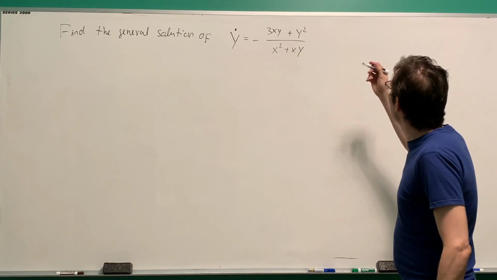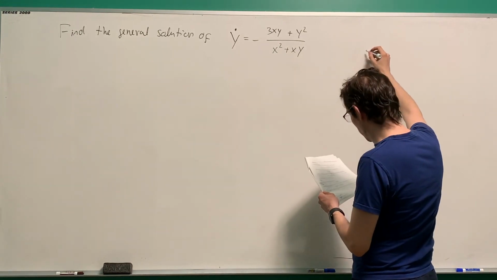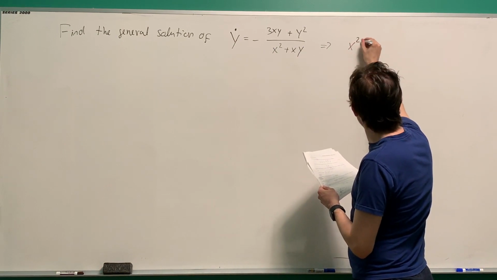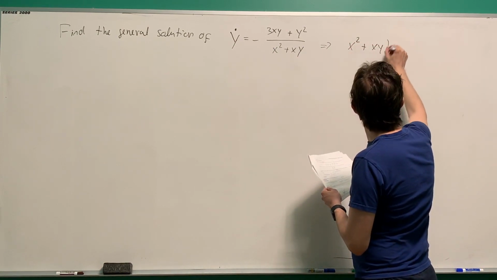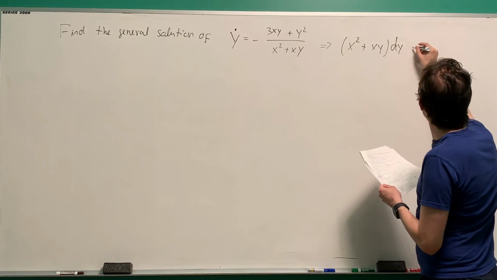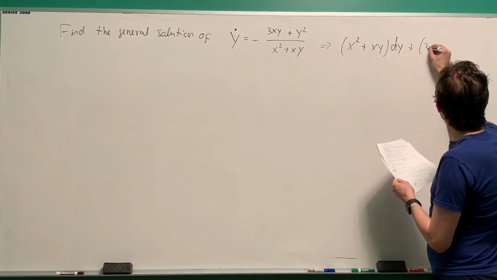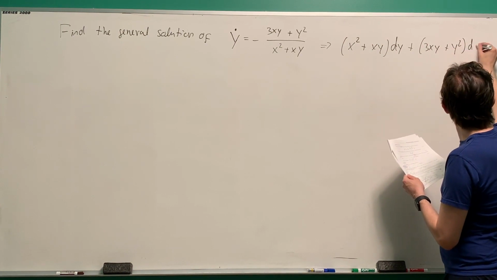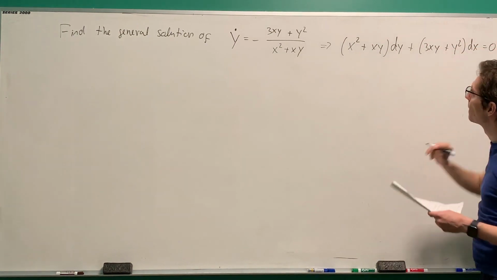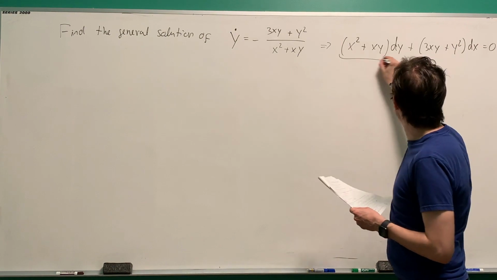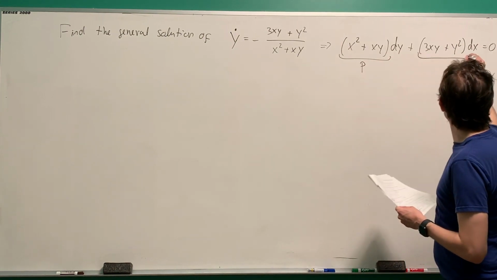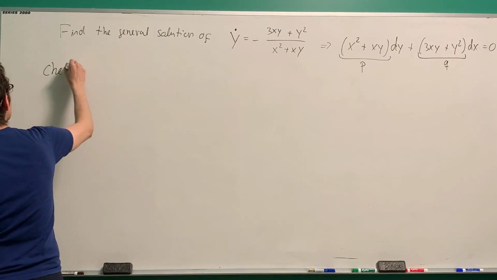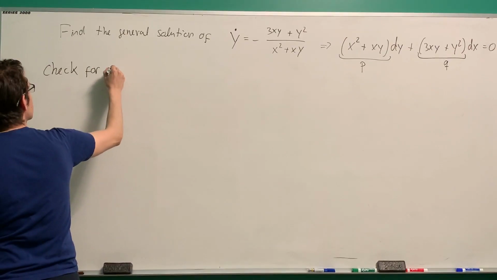Okay, let's check. First we write it in the following form. We write it as a differential form. So we write (x squared plus xy) multiplied by dy plus (3xy plus y squared) multiplied by dx equals 0. And then we call this guy p. We call this guy q. So now check for exactness.